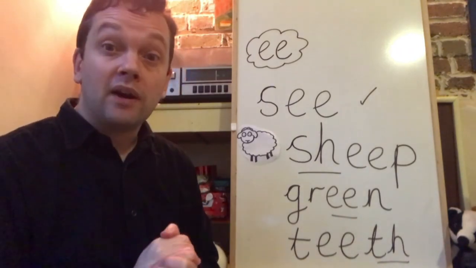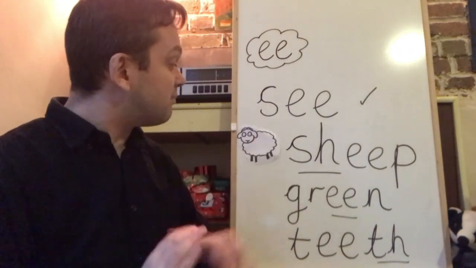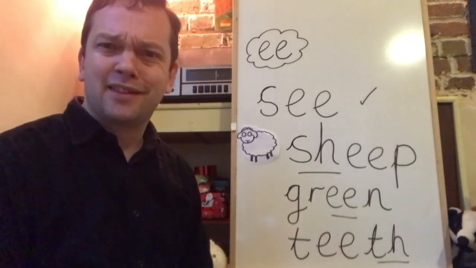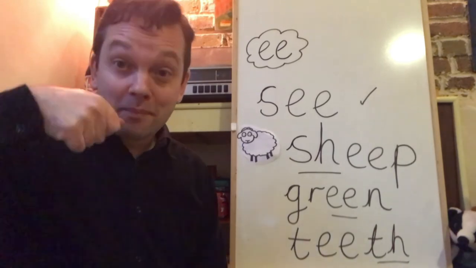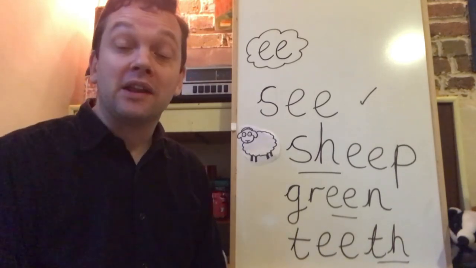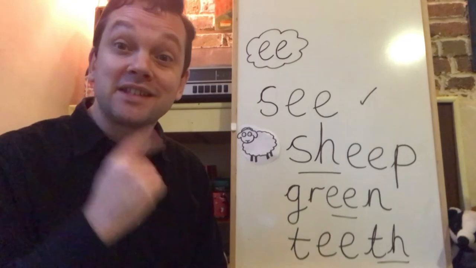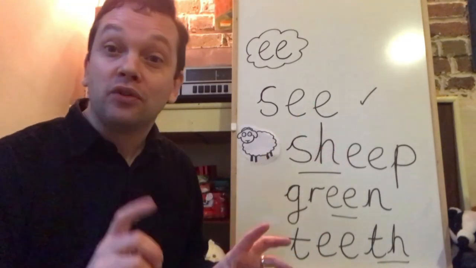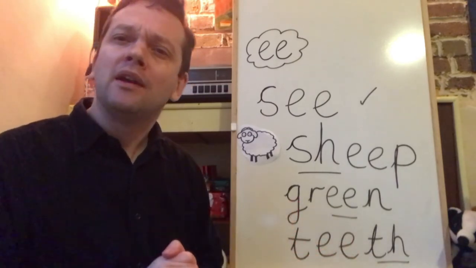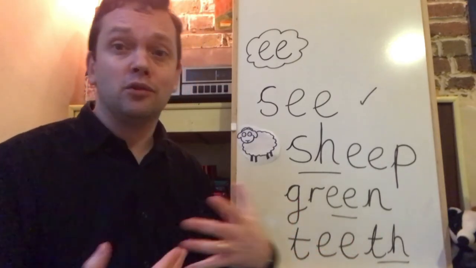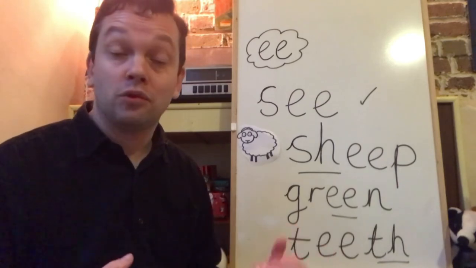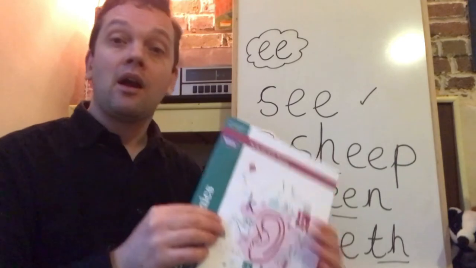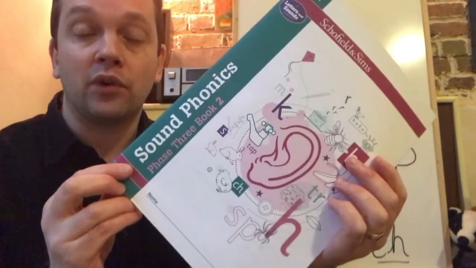So you might say, I see a sheep. You might say, I've got green teeth. Oh, I hope not. Make sure you brush your teeth every morning and every night, and then your teeth will stay white and not green. It's up to you what you say. So you can use one of those words or as many as you like. Say it to your mum, your dad, your brother or your sister, your cat or your dog, your teddy, or say it to me.